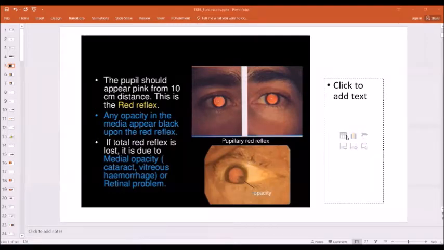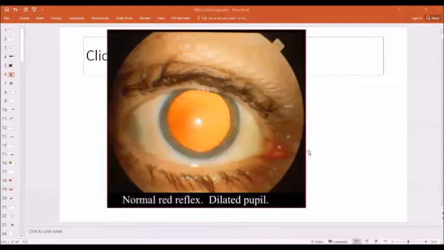So before going inside the retina, we must see whether any opacity is there or not. This is a highlighted picture. This is the normal red reflex, and this is the dilated pupil. Usually in the examination, pupils are dilated by mydriatics, so don't be worried about that.